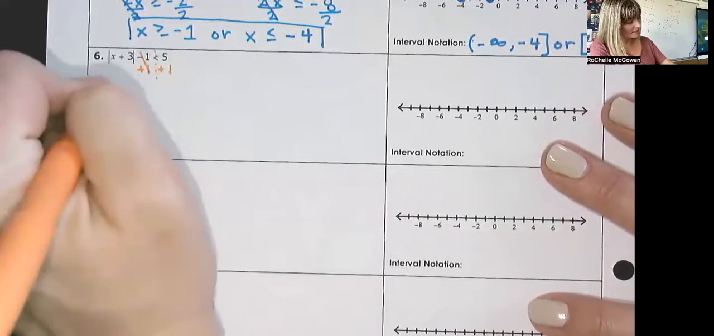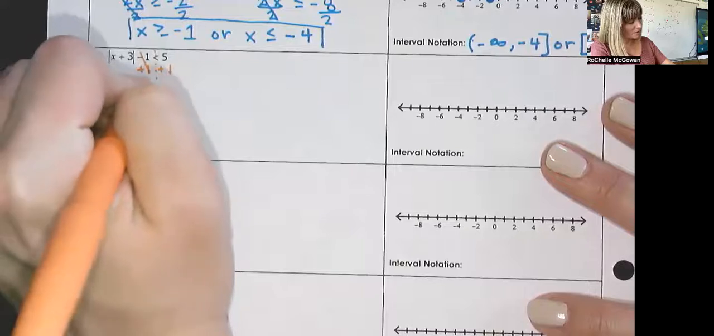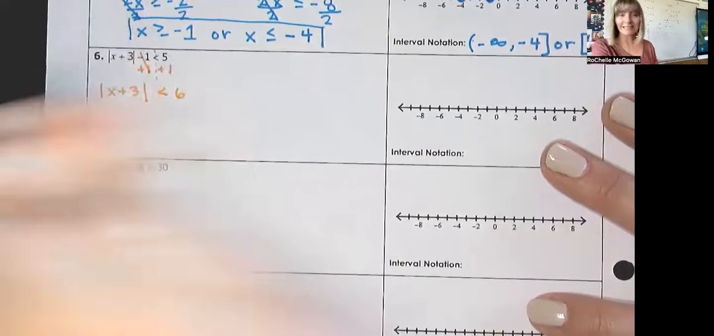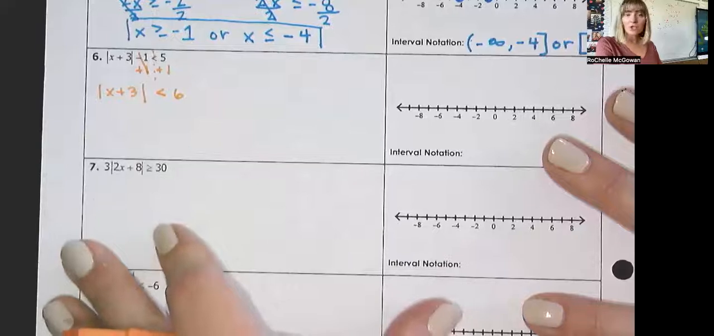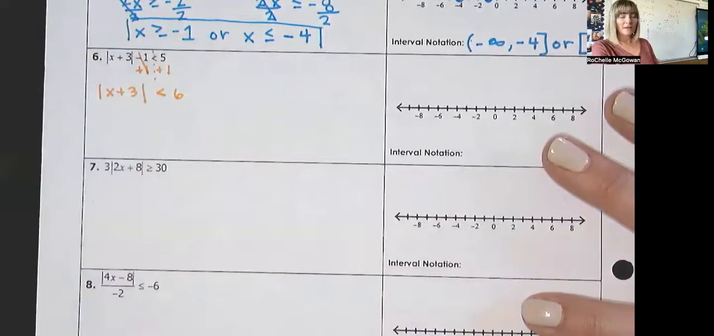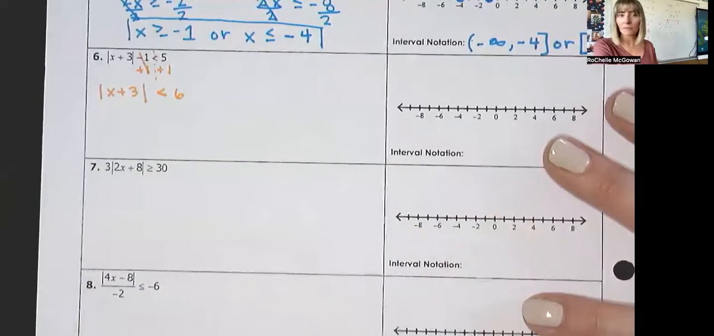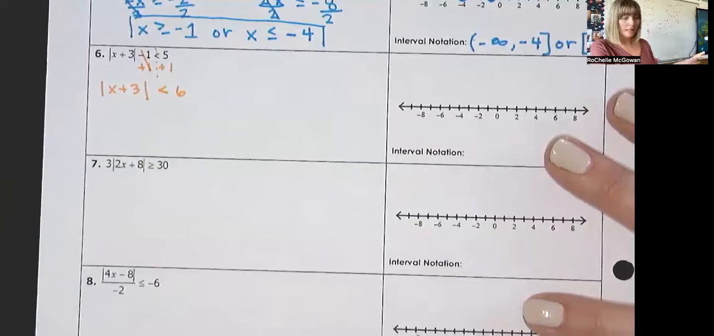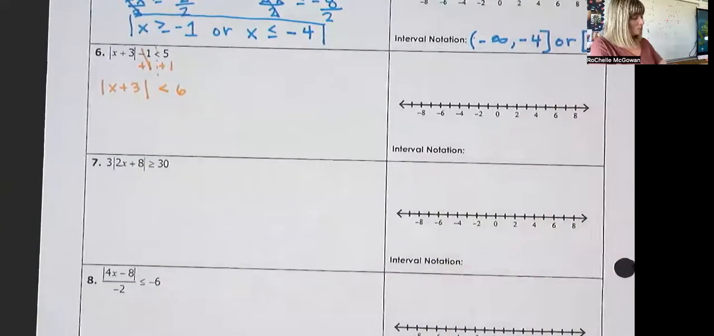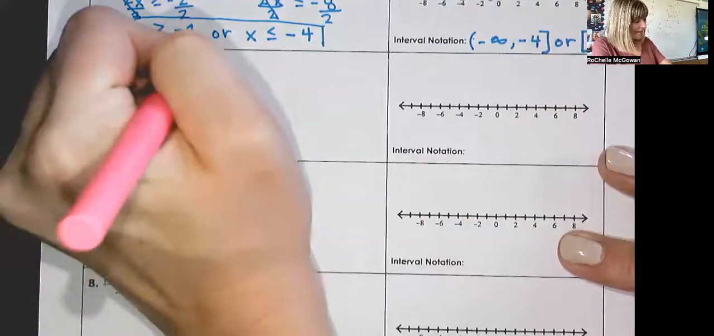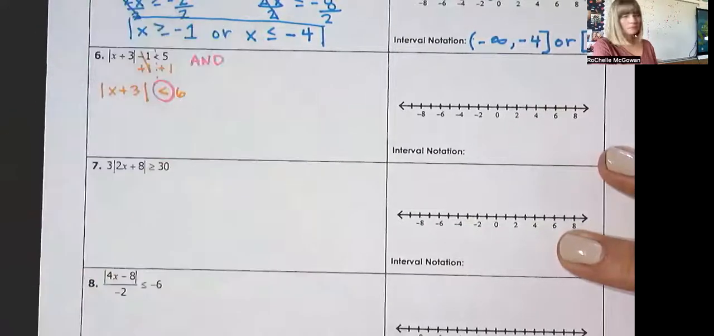Now this says the absolute value of x plus 3 is less than 6. I am not ready to do the keep it switch until I've made it so that the only thing on the left-hand side is in the absolute value. I want everything in the absolute value. Now it's there. Now I'm ready. Now I can look at this and I can say, ooh, this is an and statement.